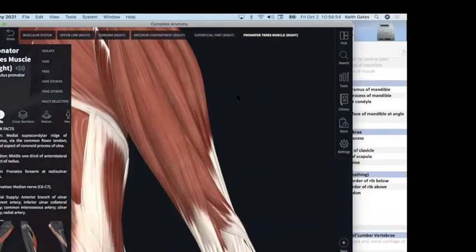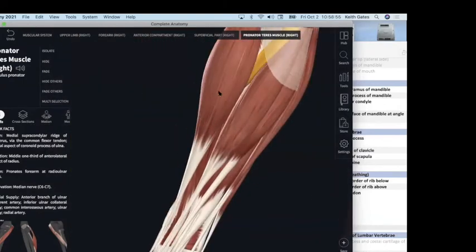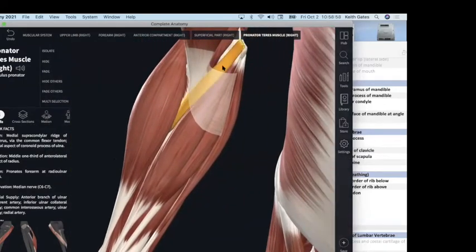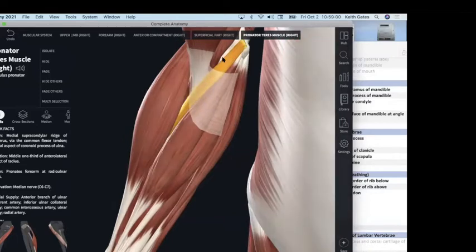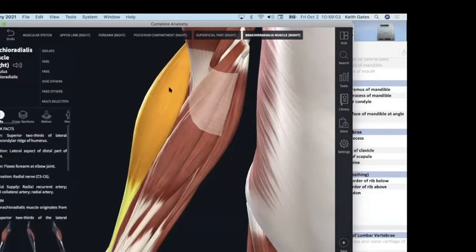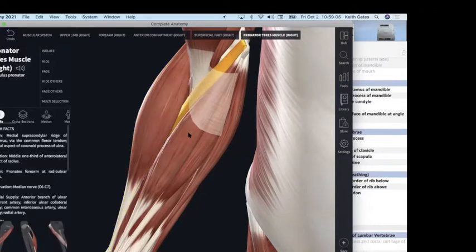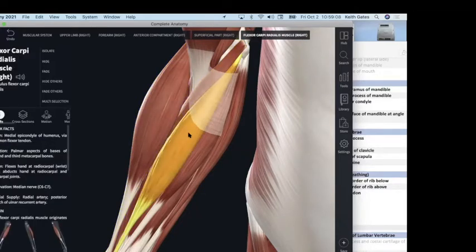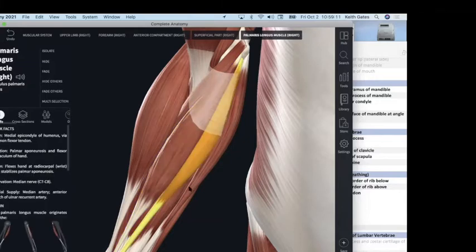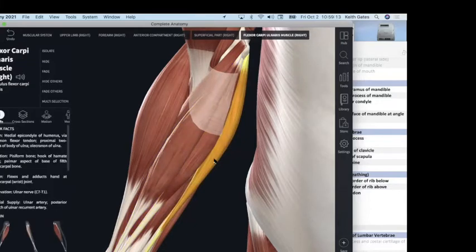And then all your extensor muscles. So you want to kind of go around in a circle, maybe starting from the pronator teres. Right, here's the separating compartment. Your brachioradialis is the most lateral one. Then you've got your pronator teres, flexor carpi radialis, palmaris longus, and your flexor carpi ulnaris.